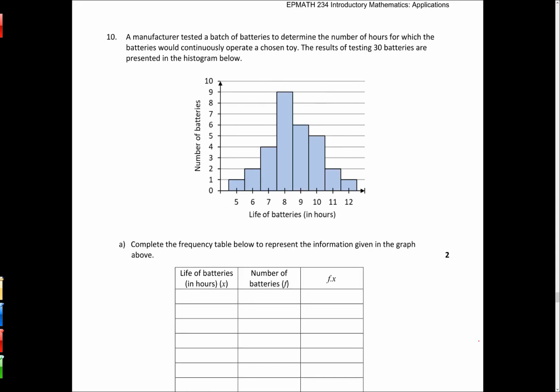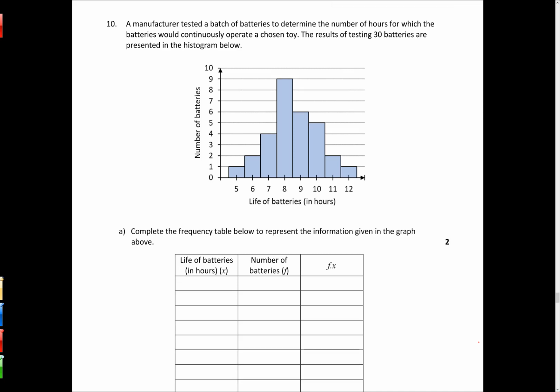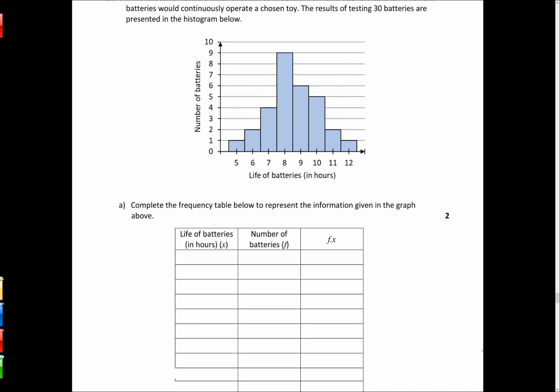10. A manufacturer tested a batch of batteries to determine the number of hours which the batteries will continuously operate the chosen toy. Okay, got 30 batteries. Let's find out. Okay, this is a bit backwards. Normally we have the data and then we make the histogram, but we're going backwards here to show our understanding of the histogram. So what was the life of batteries we had? The lowest life was 5, the highest was 12. 5, 6, 7, 8, 9, 10, 11, 12.